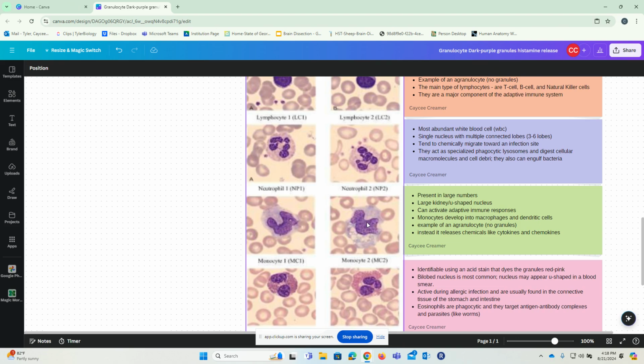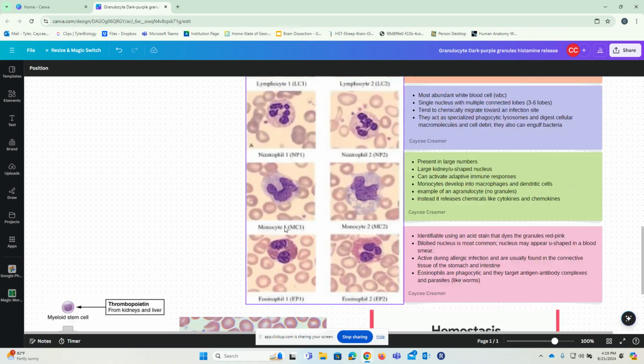Now, these are usually present in quite large numbers. They're not going to be nearly as present as the neutrophils, but they are going to be very important for fighting off infection. They release chemicals called cytokines and chemokines, but they do not have granules. They're an example of an agranulocyte.